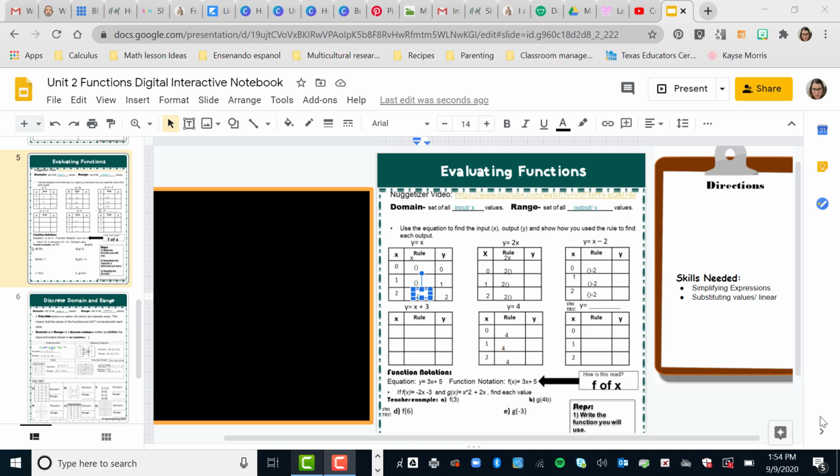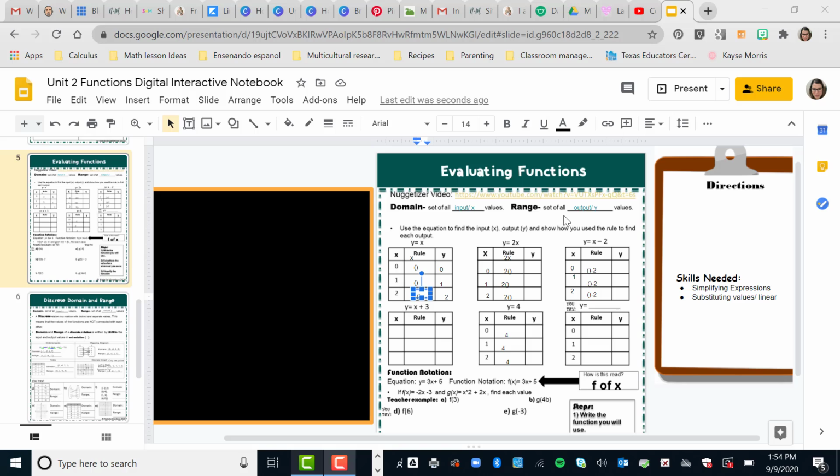Hey guys, today we're going to learn about evaluating functions. So at this point you should know what functions are. It's the first concept that we learned in this unit, or what we learned before this. If you don't remember what that is, make sure you check out my function not a function video and the notes that go with it.